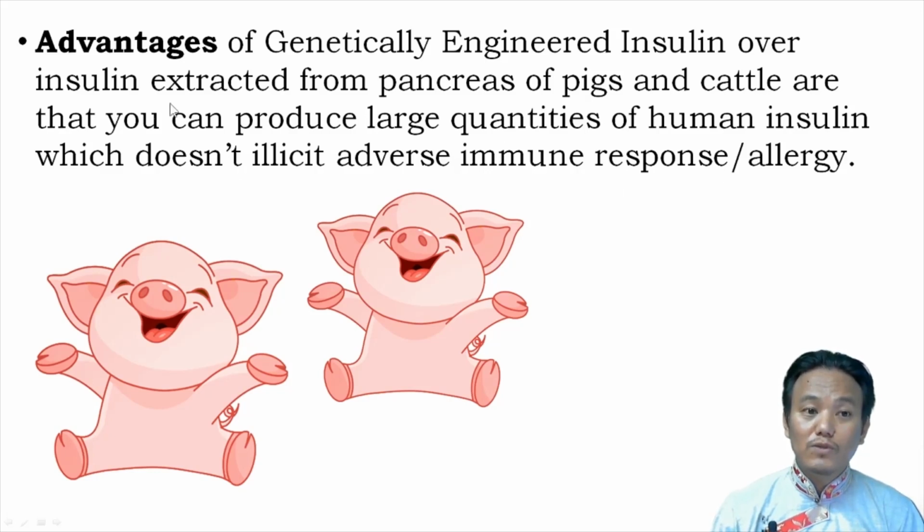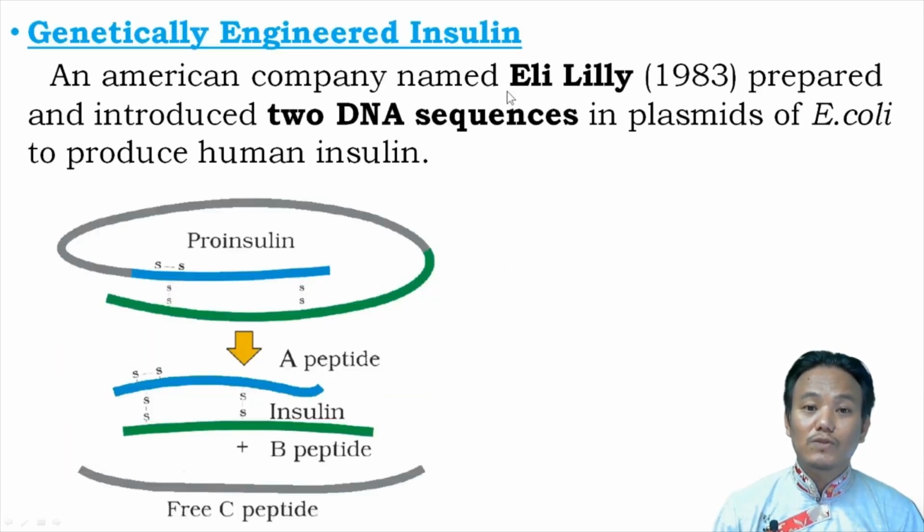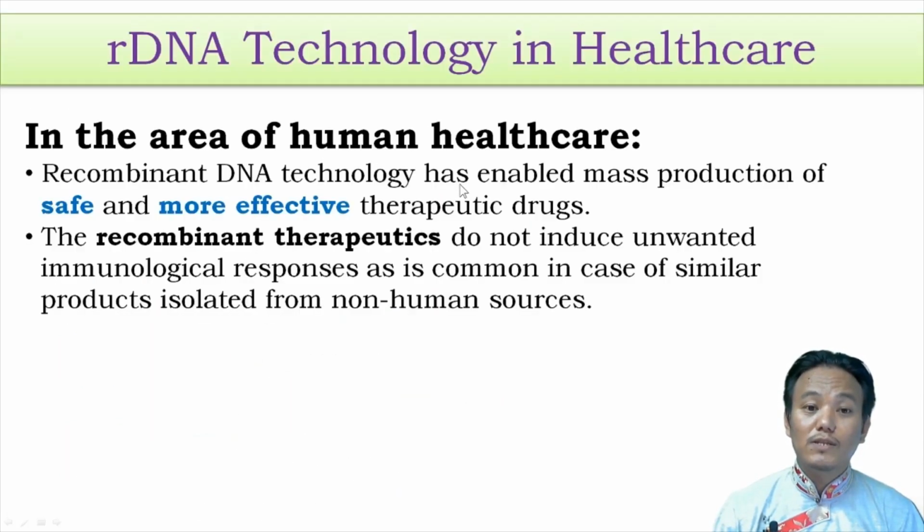If you use insulin extracted from pancreas of pigs and cattle, sometimes they induce adverse immune response or allergy. So the genetically engineered insulin was prepared so that they won't cause allergy. So I hope you are clear regarding genetically engineered insulin. So genetically engineered insulin is a form of recombinant therapeutics.